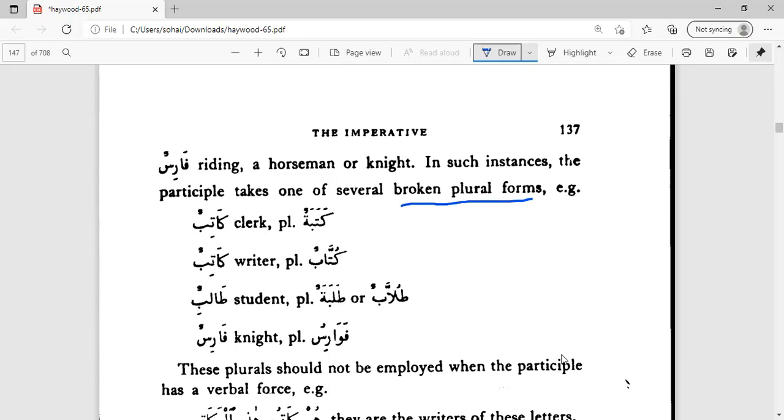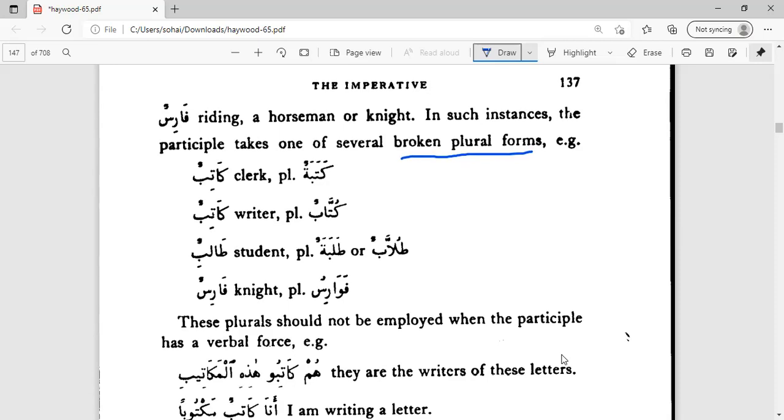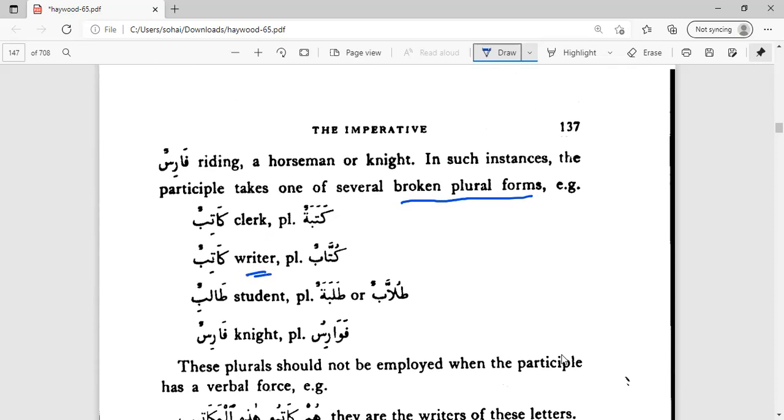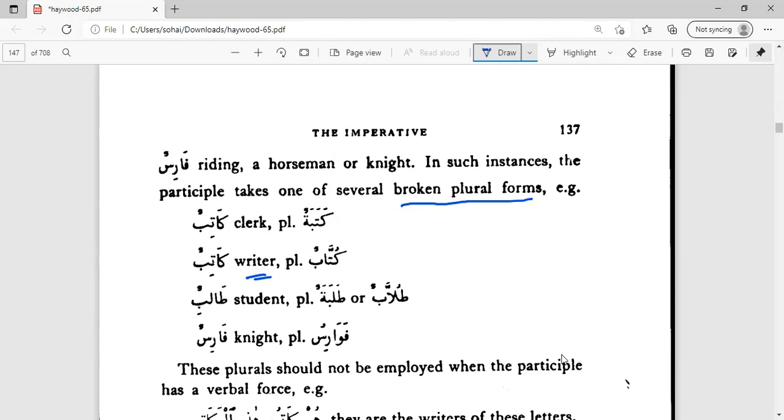So he mentioned here that the active participle may take various broken plurals. So katibun, clerk, katabatun is the broken plural. Katibun, writer, kuttabun is the broken plural. Talibun, talabatun or tullabun, broken plural. Farisun, fawarisu. So basically, the active participle singular is fixed, fa'ilun, but its broken plural is not fixed.